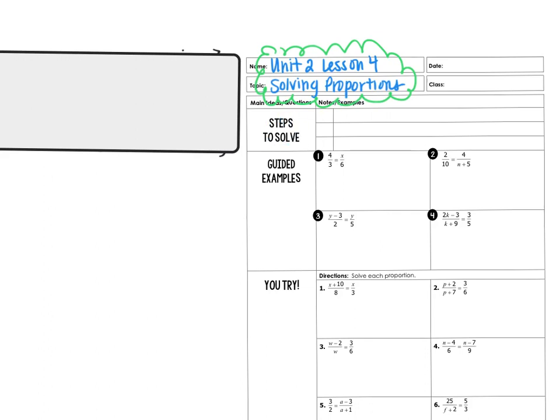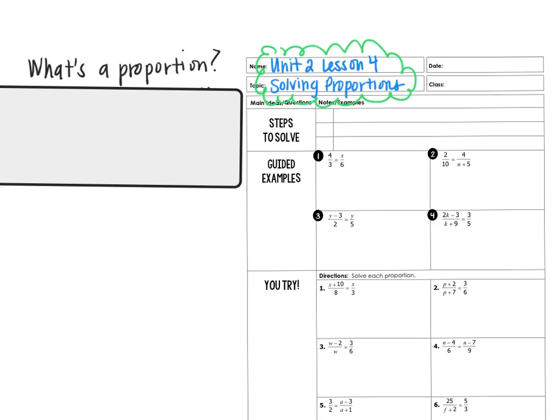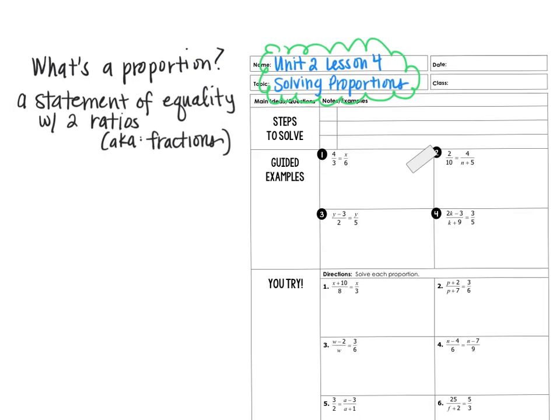Hey everyone, welcome to Unit 2, Lesson 4, Solving Proportions. Before we actually talk about the steps to solve a proportion, what is a proportion? Well, a proportion is a statement of equality with two ratios, aka fractions. So for example, if we have 1/2 and that's equal to 2/4, that is a proportion. It's a true statement. 1/2 is equal to 2/4.